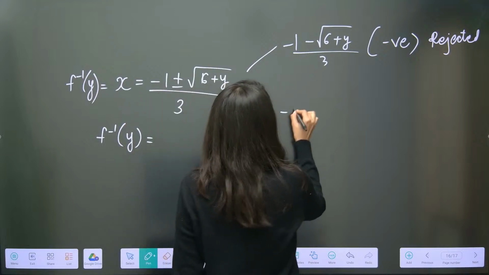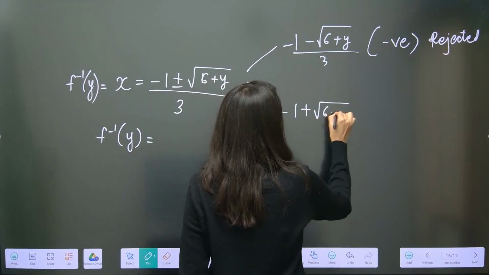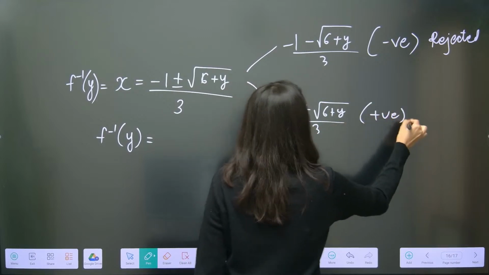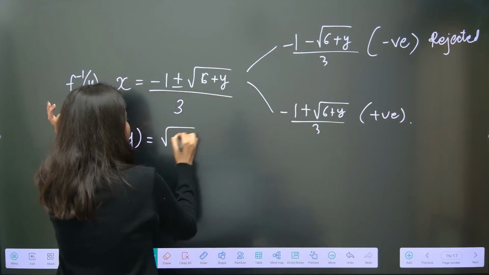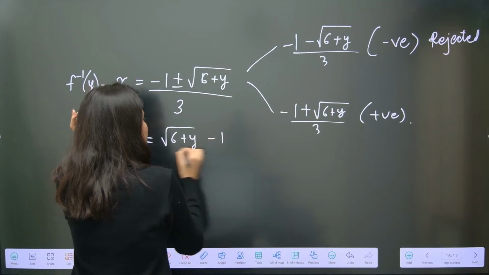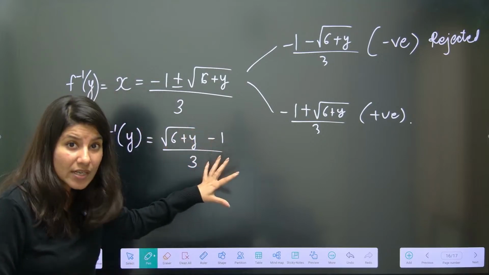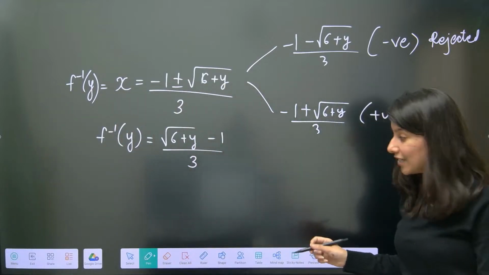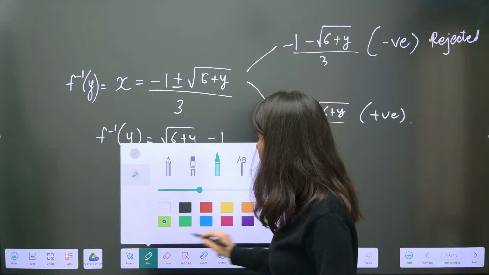Another thing, we will accept it, plus 1. Can you see this is a positive quantity? It will be accepted. So this is root of 6 plus y minus 1 upon 3. So this is the inverse, and at the same time you have to prove that this is onto. We have still not commented on the onto part of it.